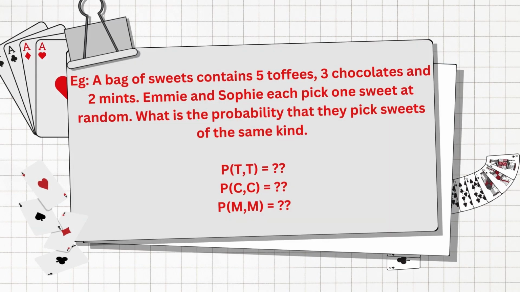Cool. A bag of sweets contains 5 toffees, 3 chocolates, and 2 mints. Emmy and Sophie each pick one sweet at random. What is the probability that they pick sweets of the same kind? So the probability that they pick sweets of the same kind is the probability that they pick 2 toffees, or the probability that they pick 2 chocolates, or the probability that they pick 2 mints.